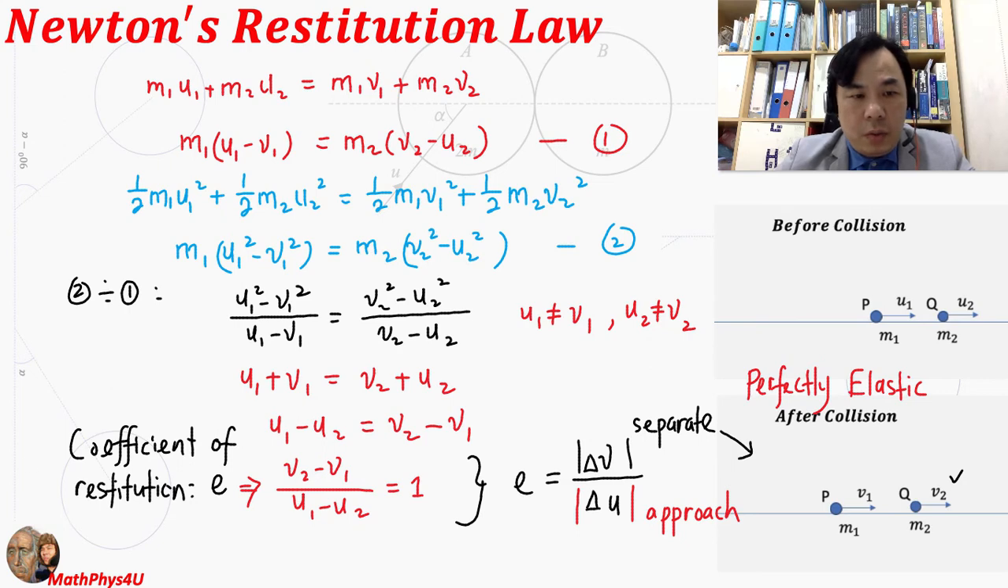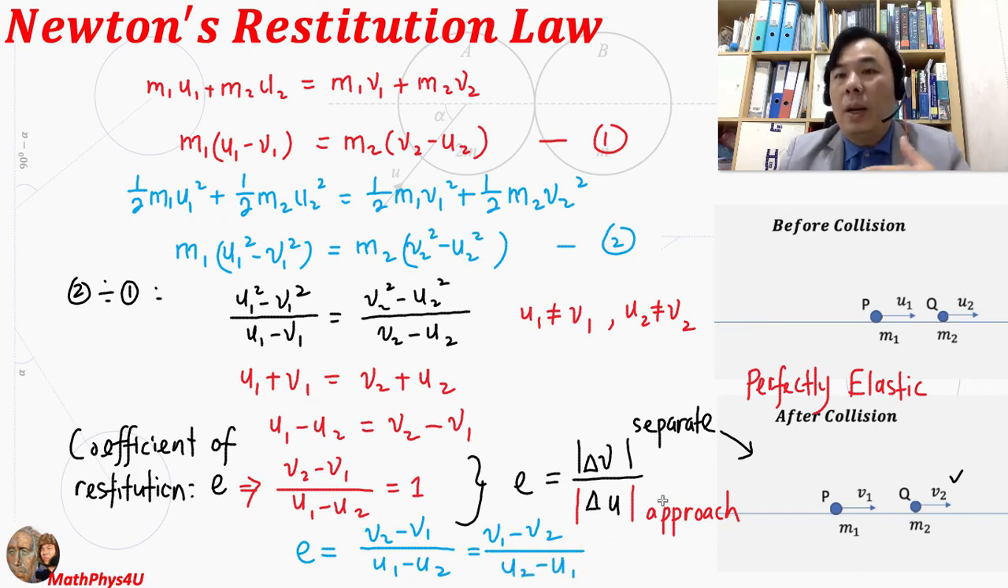So here I'm going to write down just for you to remember. The coefficient of restitution is given by v2 minus v1 over u1 minus u2, or you can write it as v1 minus v2 over u2 minus u1. That's what I mean.